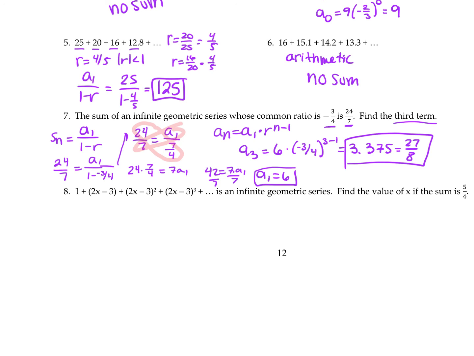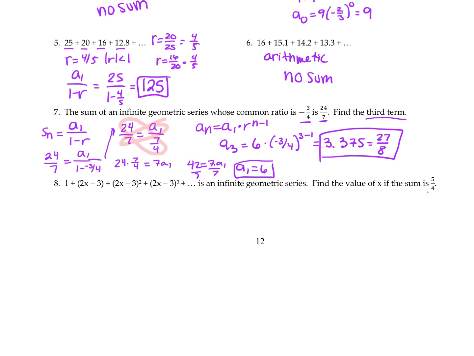All right, in number 8, they say 1 plus (2x minus 3) plus (2x minus 3) squared plus (2x minus 3) cubed is an infinite geometric series. Find the value of x if the sum is 4/5. So first I want to think about what the formula would be. So I think the formula would be (2x minus 3) to the n minus 1 power, because assuming that this first term n equals 1, this second term n equals 2, then if I put 1 in, I would get to the 0 power, which is 1. If I put 2 in, I would get to the first power, 3, second power, and so on and so forth. So I'm assuming this is my formula.